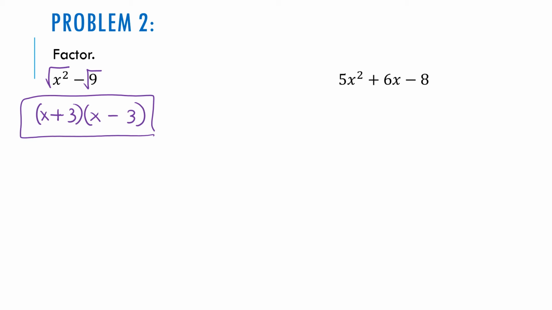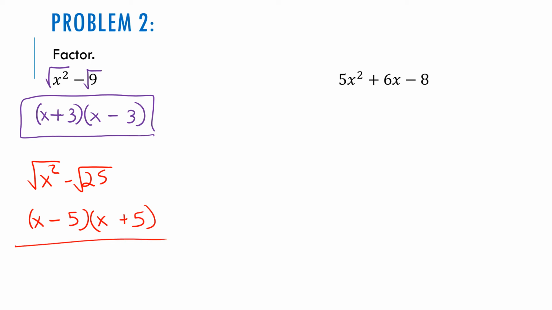So let's say you had x squared minus 25. It's the same idea. You set up your two parentheses, you have a minus and a plus, then you go ahead and you square root both the numbers. The square root of x squared is x, so you have x and x. The square root of 25 is 5. Once again, that's what a difference of squares looks like. You'll have an x squared, a minus sign, and then a number with no variable.